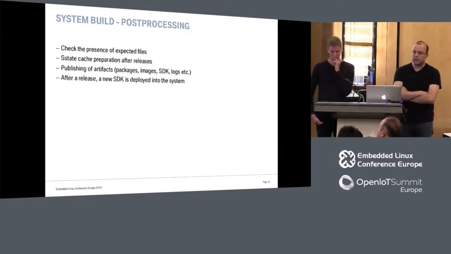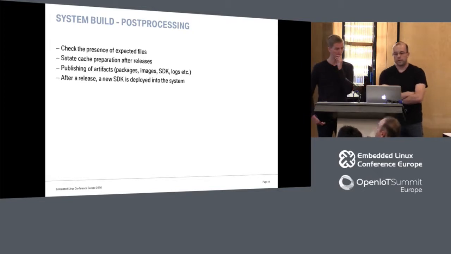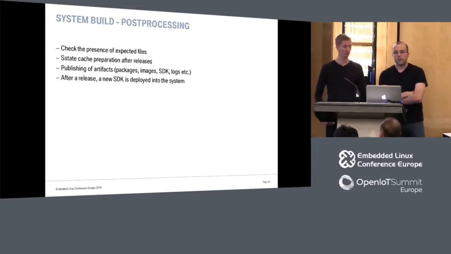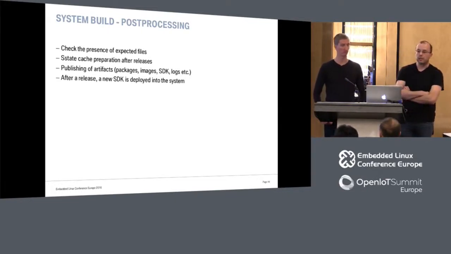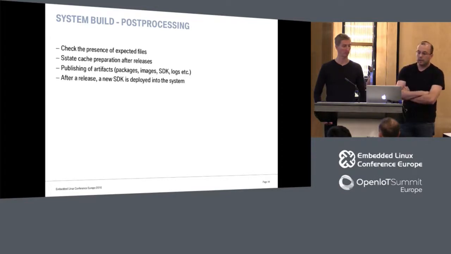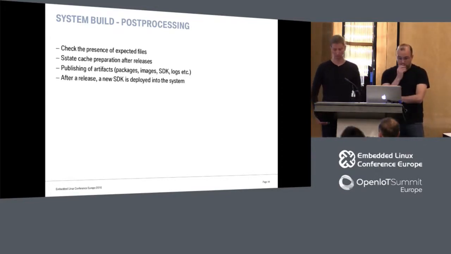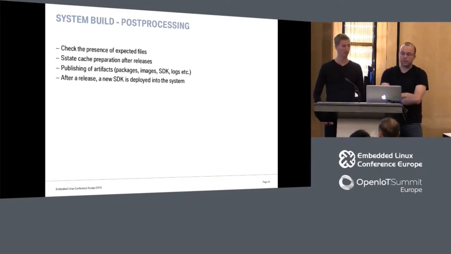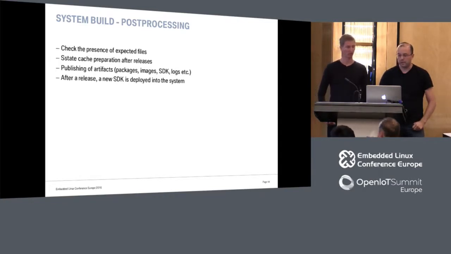So after the build is done, we still have some post-processing steps, which is basically checking the presence of the expected files. In case of a release, we have to prepare the sstate cache as generated by BitBake to feed the next builds, and push artifacts like packages, images, SDK, logs, etc. And as I mentioned, after a release, a new SDK is deployed into the system, so we can build software components using the new SDK based on the previous release.